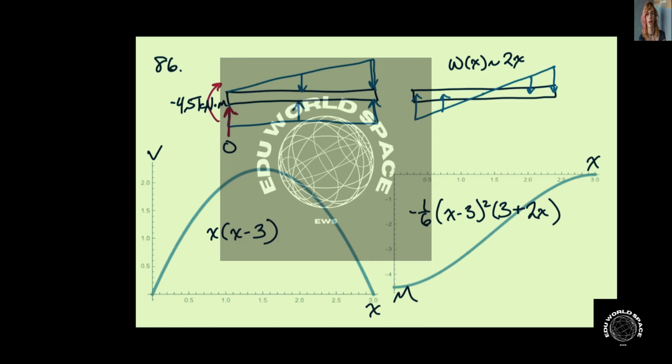Well, actually no, because they always draw these things in a confusing way, but these are negative values. So let me just write this out. W of x is going to be 3 minus 2x, because it's a positive value of 3 here and a negative value of 3 here, 0 in the middle at x equals 1.5 meters. So if we look at this, we can then get our shear.